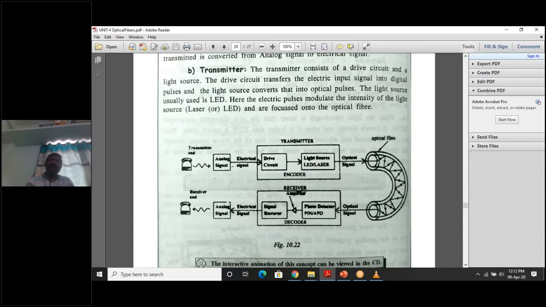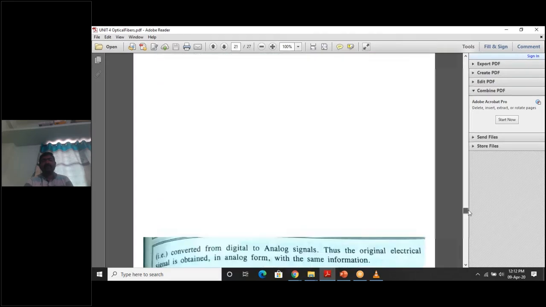So that light signal is focused on what? The receiver circuit. Exclusively it is received by the photodetector. The photodetector converts the light signal into an electrical signal. This electrical signal will be amplified by the amplifier. And the amplified signal will be given to the signal restorer. What will the signal restorer do? It restores the electrical signal to an analog signal. So you speak "hello", finally you receive "hello". Almost 99.9 percent is over.